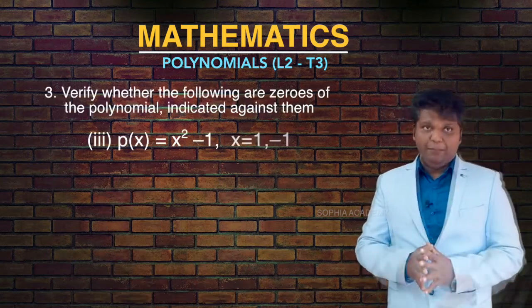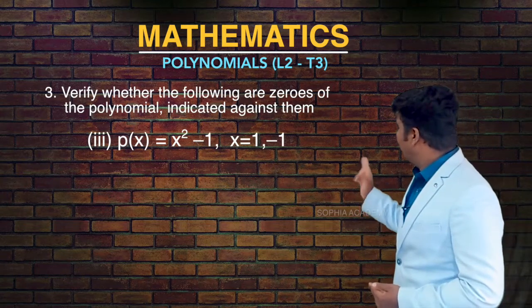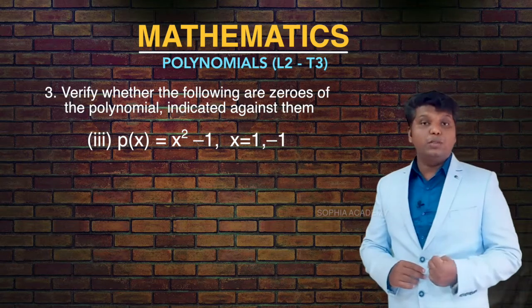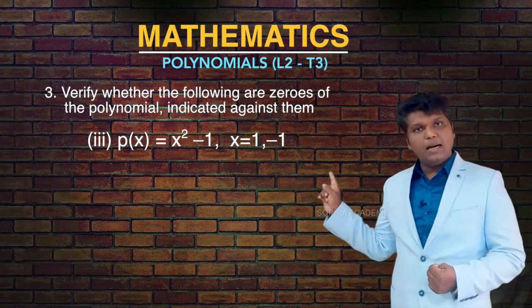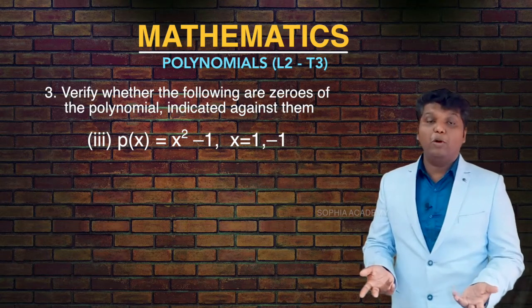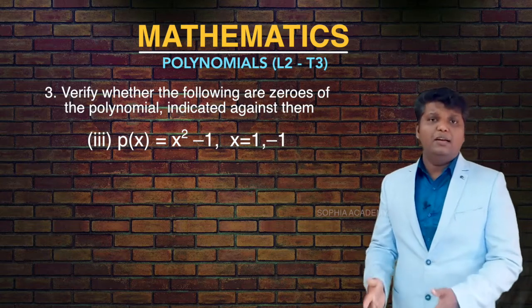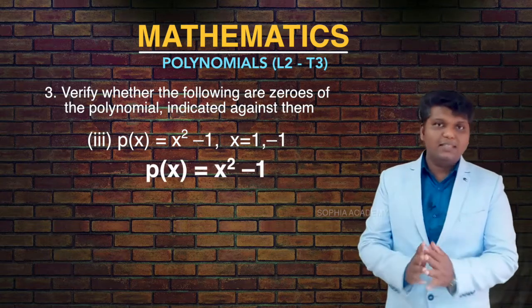Main question number 3. P of x is equal to x square minus 1, comma, x is equal to 1, comma, minus 1. That means there are two solutions. Why? Because it's a quadratic equation, right? Quadratic means second degree polynomial. Second degree polynomials will have two zeros. So here two zeros are mentioned. Let us check whether actually these are the original zeros or not.